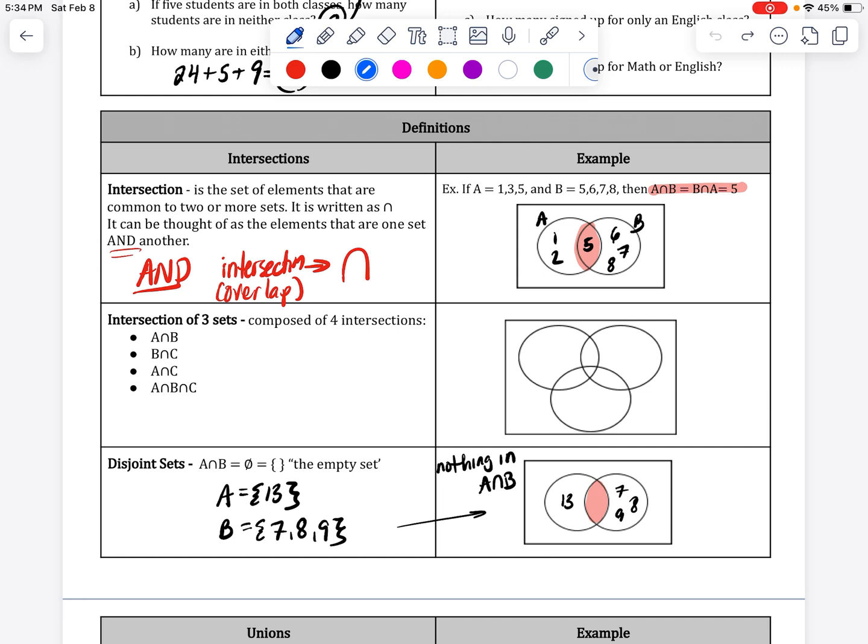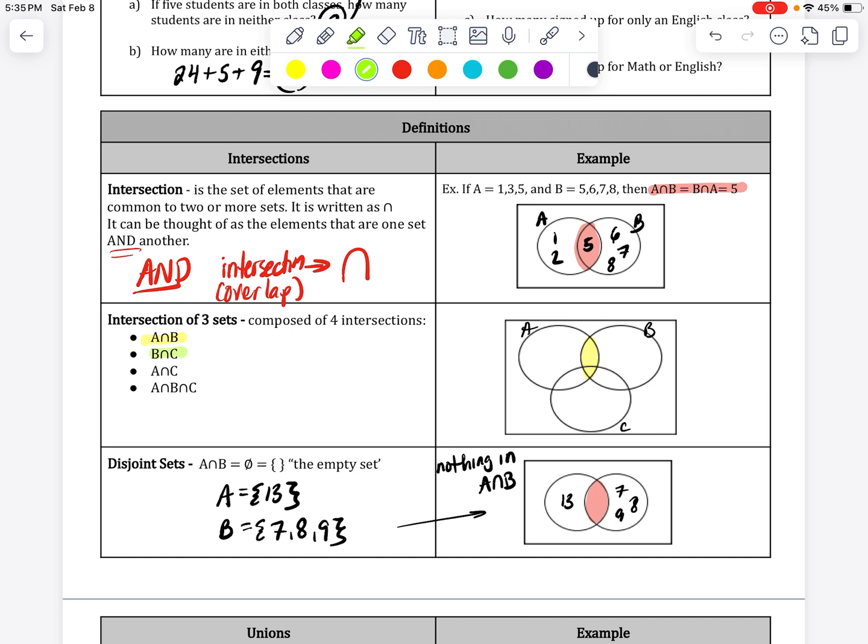It is where, if we were to shade, the shadings overlap. For example, each of these is an intersection that exists in a three-set Venn diagram. Let's say A is this circle, B is this one, and C is this one. In the first case, it's saying where A and B exist. If you were to remove the C circle entirely, the intersection between A and B would be here. It's where circle A and circle B both overlap.